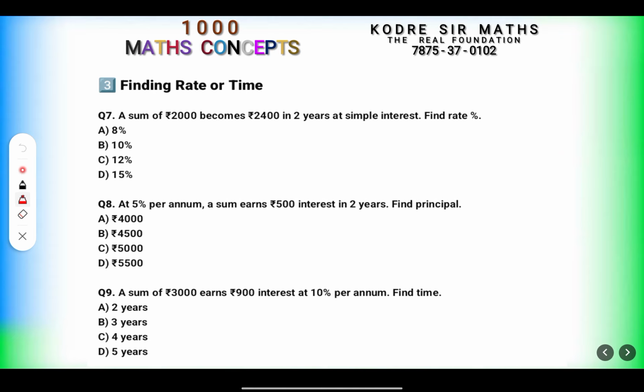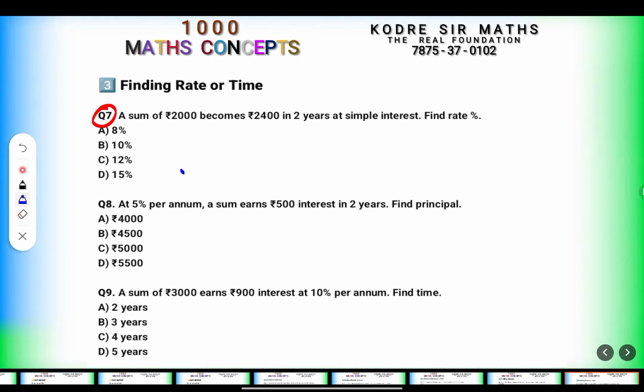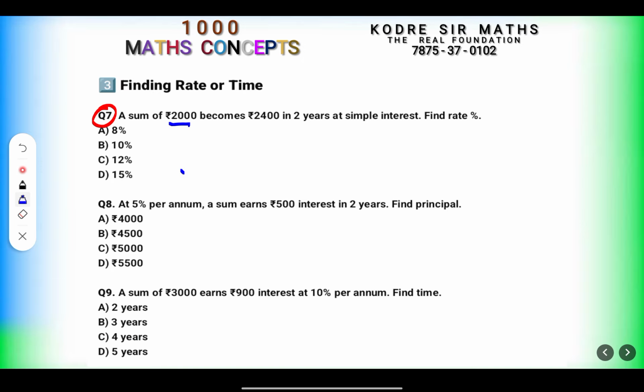Now another type is we may have to find rate or time when the interest and amount is given, or when the principal and amount is given. Okay, so let's look at the next question. Question number 7. Yes, what do you see? Can you read? A sum of rupees 2000 becomes 2400. It means you took 2000 rupees from someone and today you have to return 2400 rupees. So principal is 2000 rupees, amount is 2400, right? Time is 2 years at simple interest.